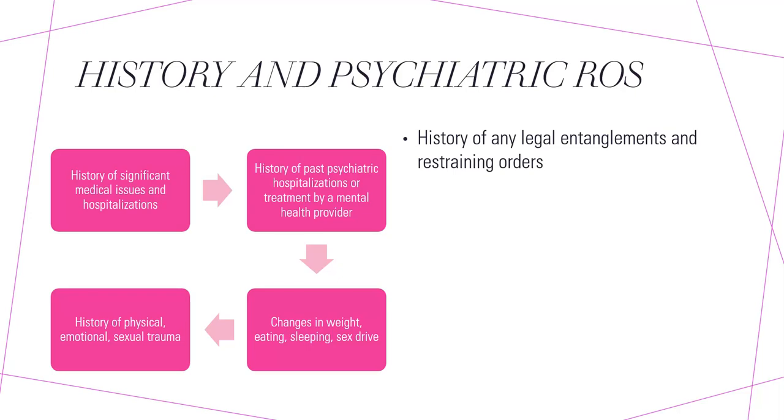You're going to want to know if they have any legal involvement. Have they ever been arrested? Do they have any restraining orders against them? Have they placed any restraining orders against someone else? Are there any pending legal issues? So you always want to find out past and current. What does their social network look like? What kind of social supports do they have? And we'll go over that in a little bit more detail about the social network.